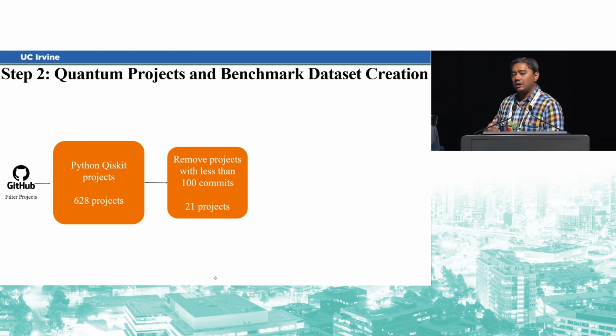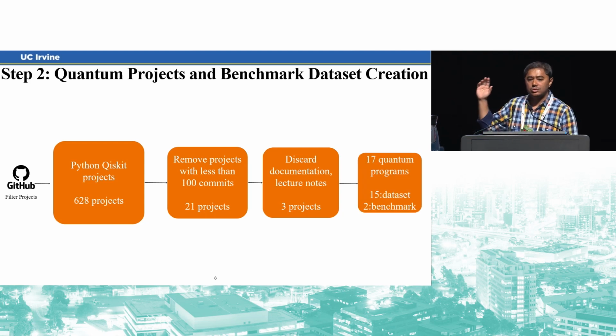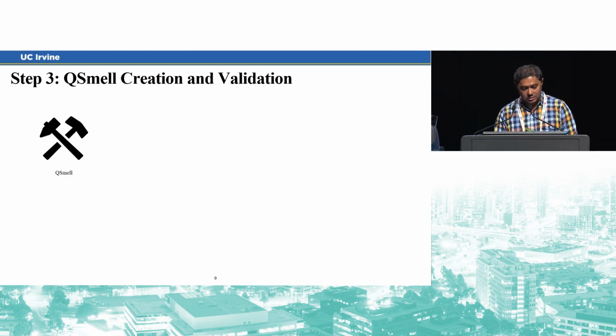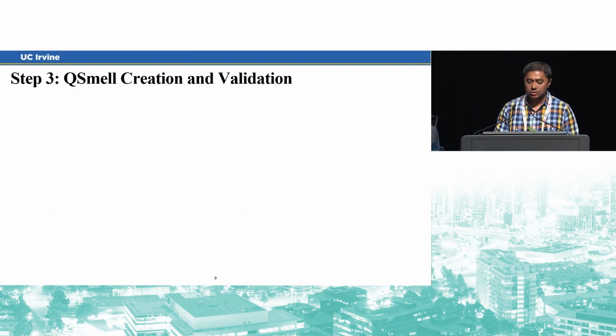And then, of course, we did the obvious filtering. We removed projects that did not have a lot of commits, which gave us 21 projects. Then we removed projects that were tutorials and lecture notes, which gave us 3 projects. Within these 3 projects, there were 17 quantum programs. Since we needed to evaluate our tool, which I'll be talking about in the next slide, we had to create a benchmark data set. So we randomly picked two and manually labeled those two programs.